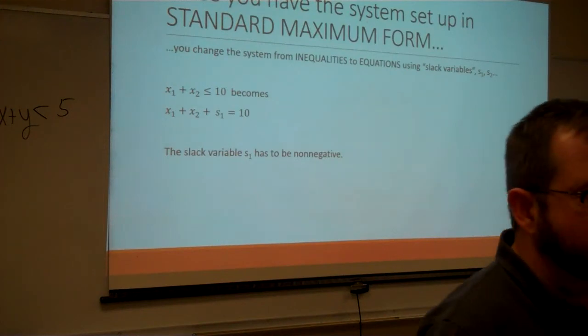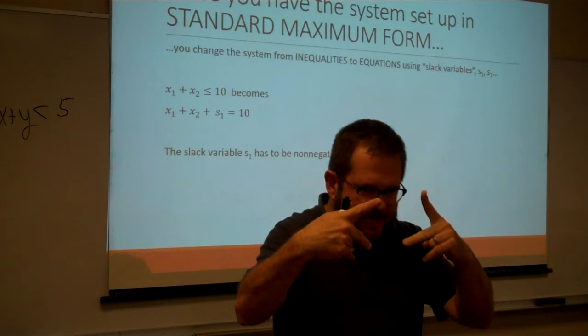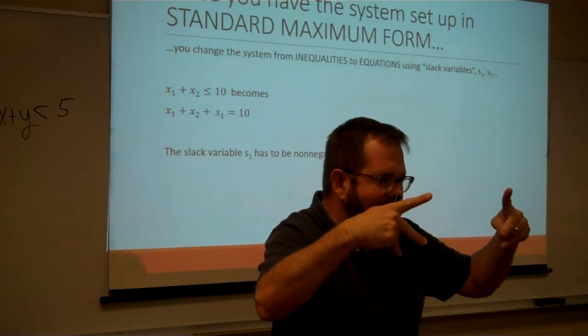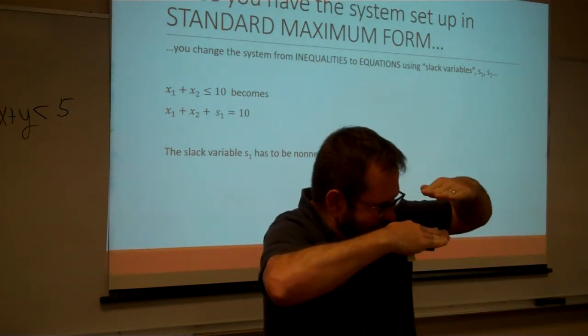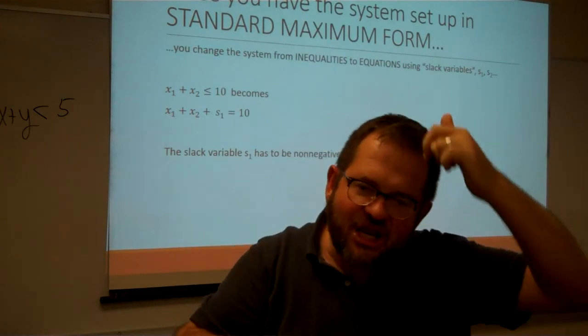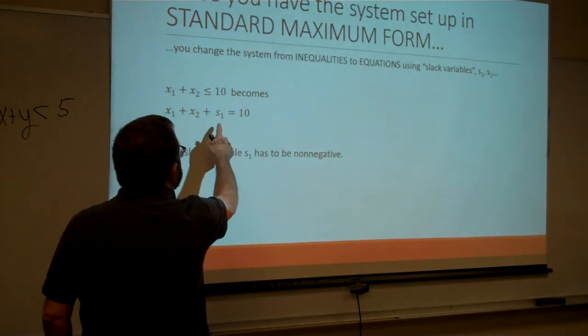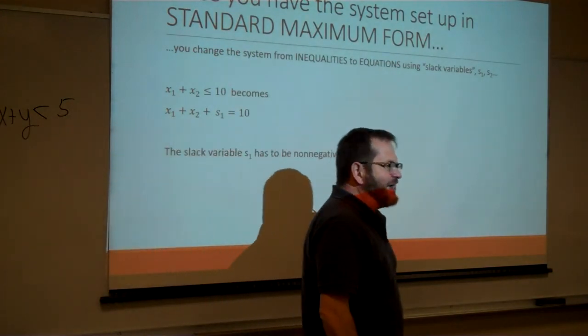Real quick, just so that we're using the words right. Do you see the difference? Inequalities are the ones that have these things in them, and equations are the ones that have these things in them, right? They've got the equal signs. You can change an inequality to an equation by adding what mathematicians call a slack variable.